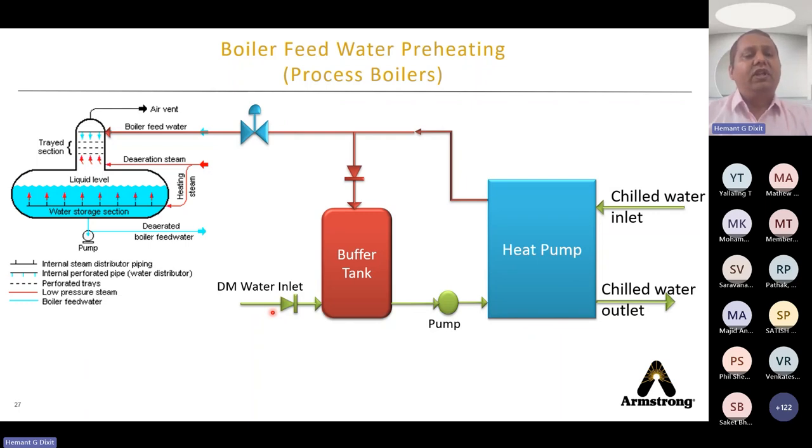Sometimes, if the condensate recovery is not full, not up to 100%, they will directly inject steam. Instead of injecting the steam, we can use the heat pump as the source, which can give water up to 90 degrees plus, or even 100 degrees, in the feed water. So that is another application for heat pumps.